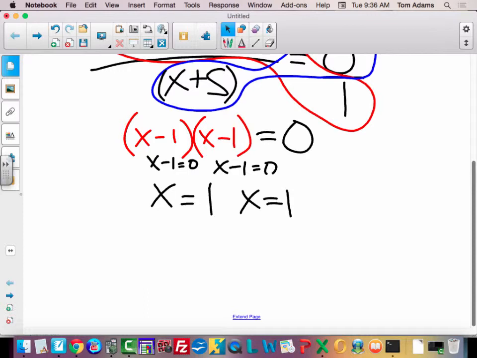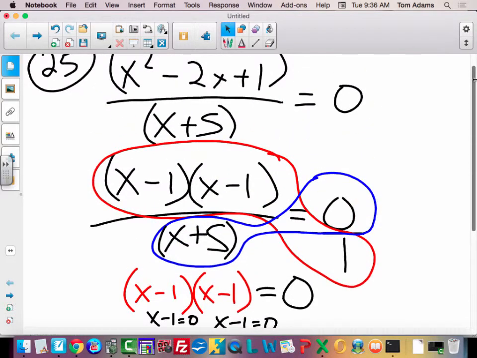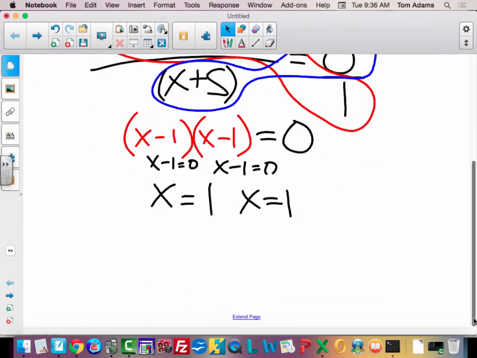But what do I have to do at the end every time? Plug it back in to check. Yeah, because it might have a problem in the denominator. So if I plug it back in, what will I get in the denominator? In other words, if I plug in a 1 for x, what will I get? 6. Is that okay? Absolutely. Okay, so then we can keep that answer. Any questions on that?